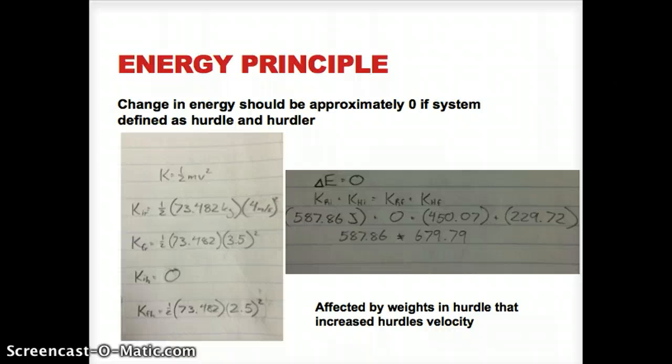Now, I think the reason that this is disproved is that collegiate hurdles actually have weights in the supports that will increase once you kick the hurdle over to make it easier on the hurdler, and during the race, the weights actually exponentially increase the velocity of the hurdle going down, making it easier for the hurdler to kick down the hurdle. So this was not accounted for, and so could have skewed the results. And you see that they're off by almost about 100 joules.